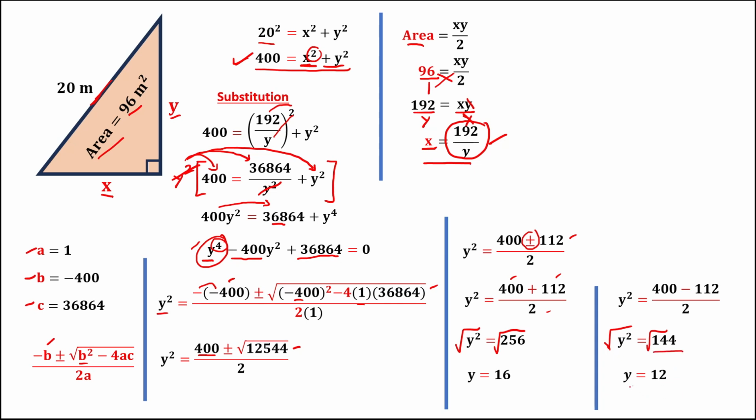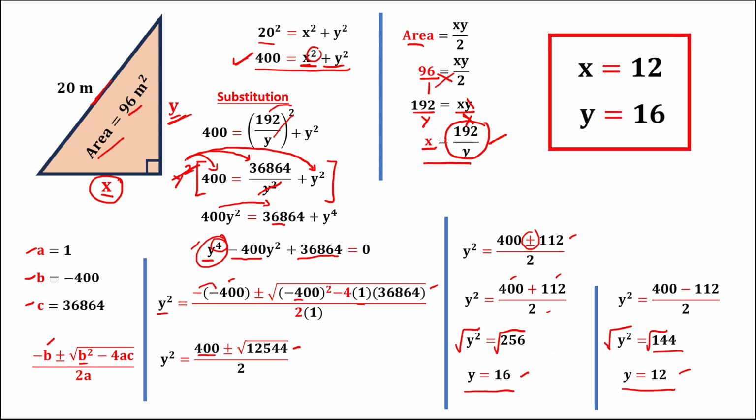Then observe that comparing these two values, since from the given x is shorter than y, therefore this 12 is for x and this 16 is for y. So we have x equals 12 and y is equal to 16.